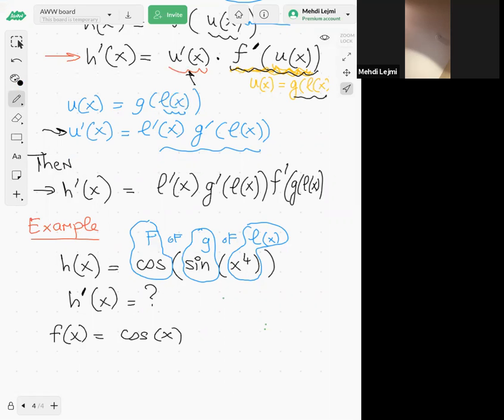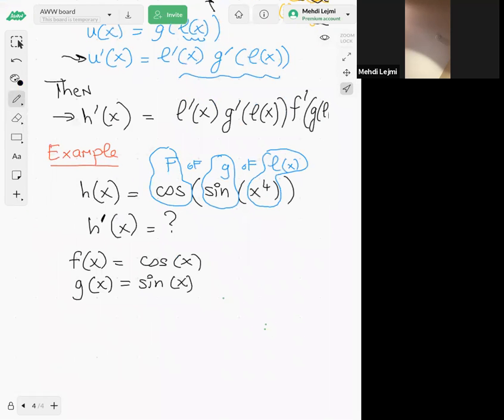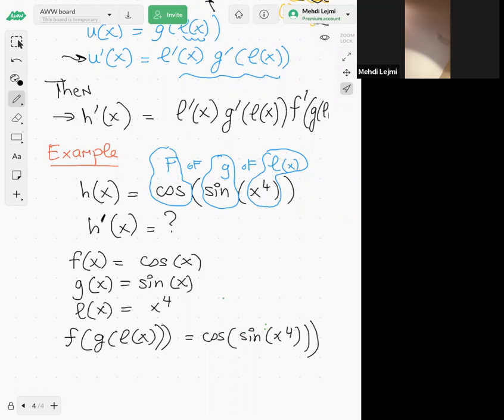So my g of x is sine of x, and my L of x is x fourth. And what I'm saying, guys, is that if you do f of g of L of x, well, then that would be equal to cosine of sine of x fourth, right? And so that's exactly my h of x. So my h is the composition of these three functions, f, g, and L.